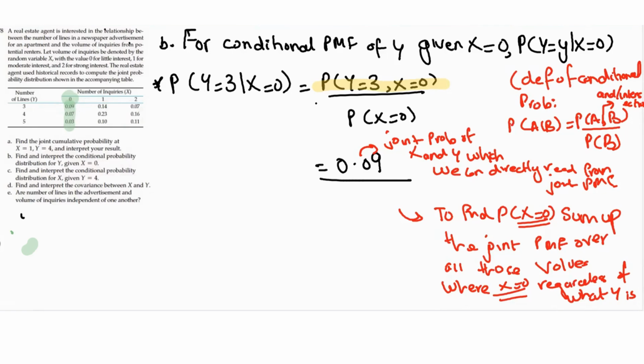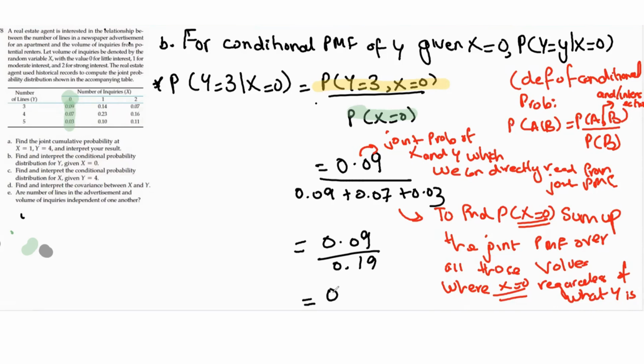So this gives us the probability X is equal to 0. Now if we go back, what is the probability X is equal to 0? It's just 0.09 plus 0.07 plus 0.03. If I add these up, it comes to 0.19. So this is the probability X is equal to 0, and then this probability turns out to be 0.47. This is how we found the probability Y is 3 given X is equal to 0.